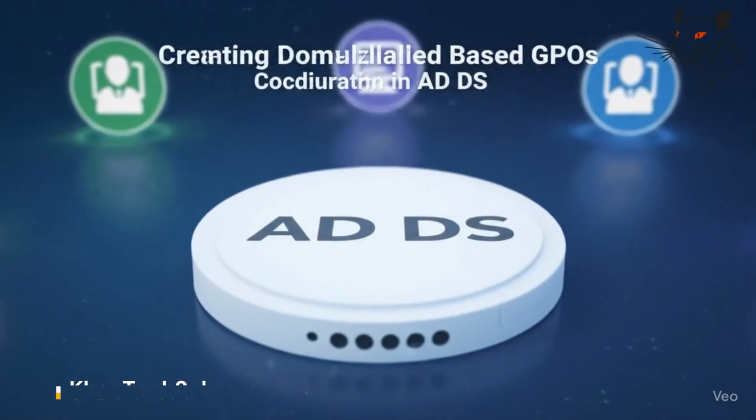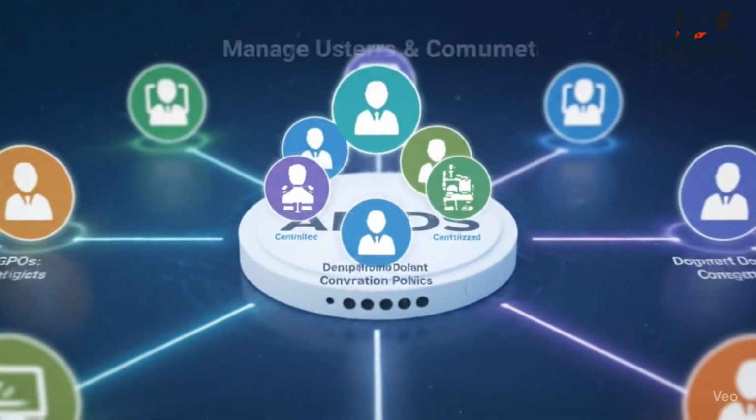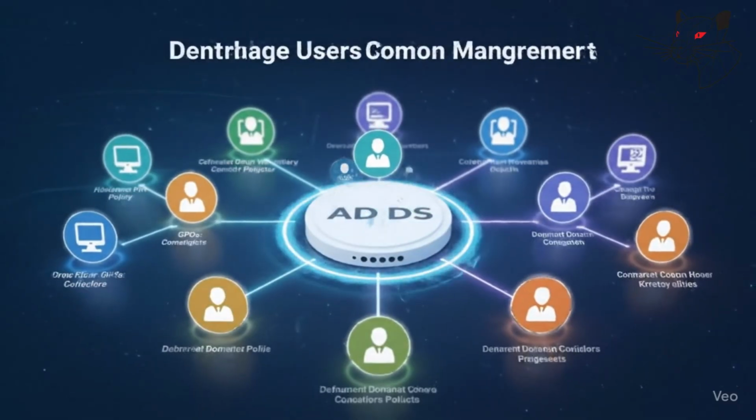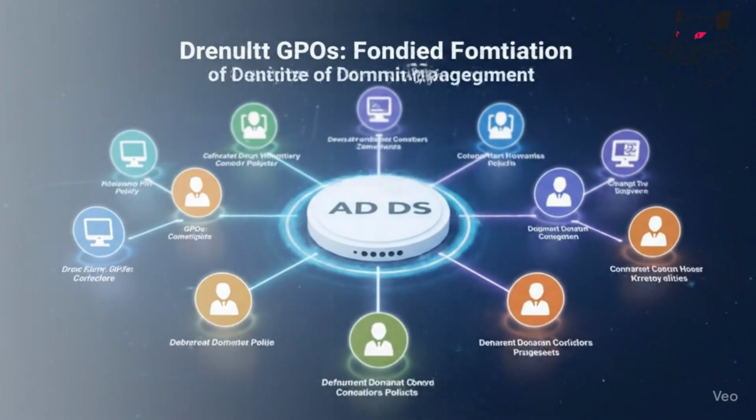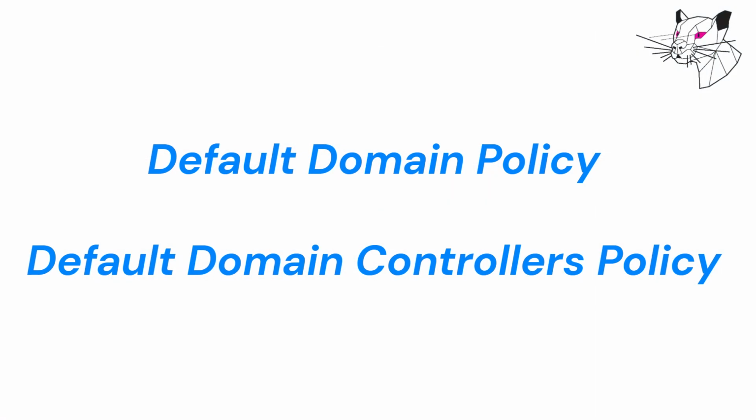Define domain-based GPOs. You can create domain-based GPOs in ADDS and store them on domain controllers. You can use these GPOs to manage configuration centrally for the domain's users and computers. When you install ADDS, Windows Server creates two default GPOs: Default Domain Policy and Default Domain Controllers Policy.